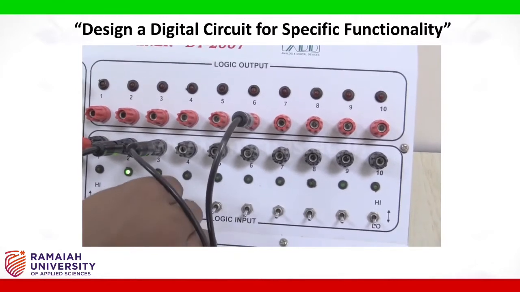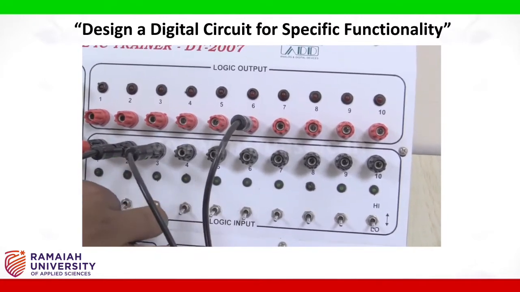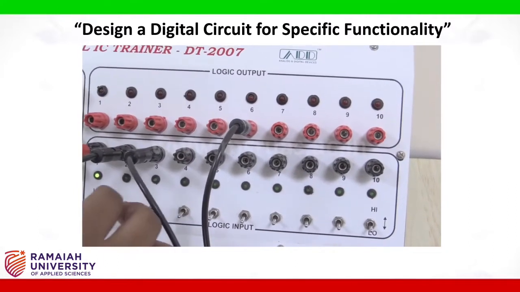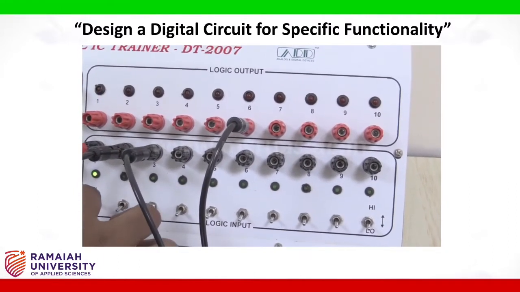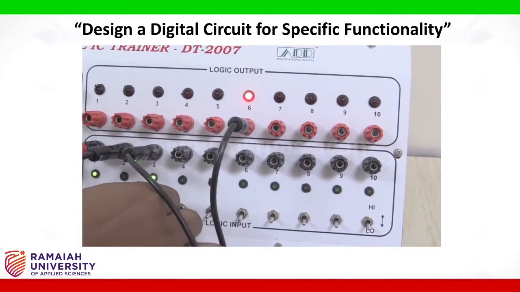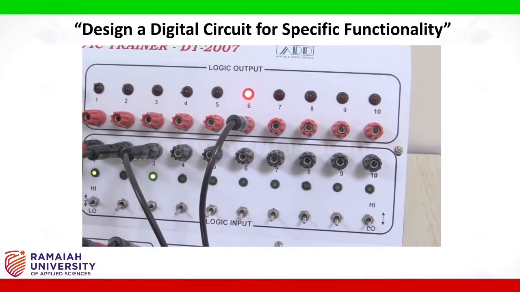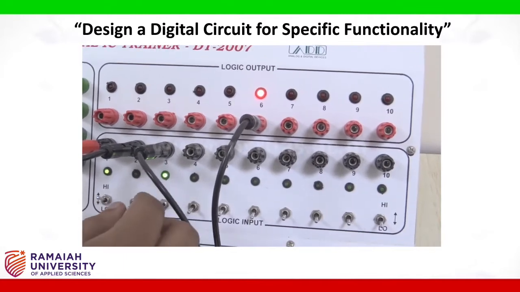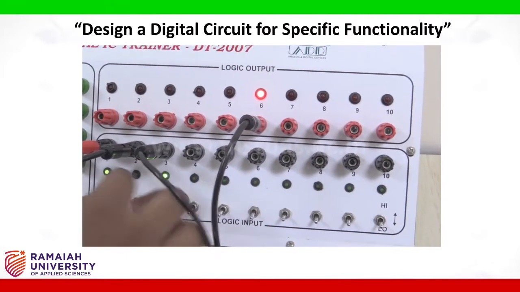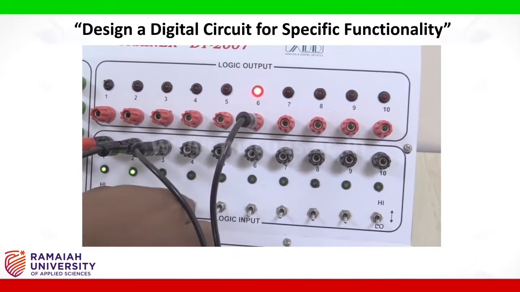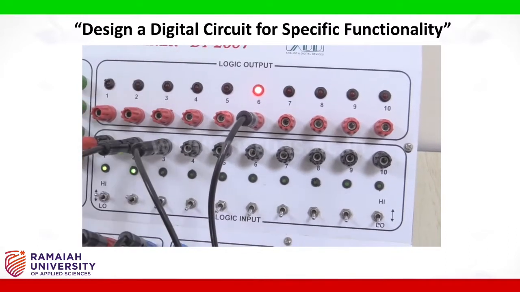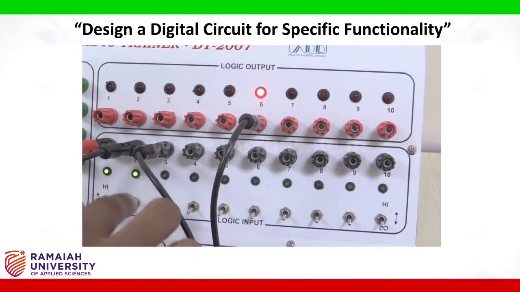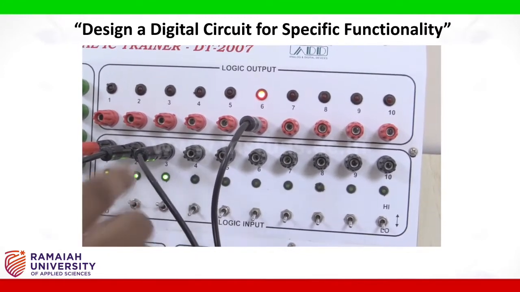Next I will make input as 1 0 0, for that output is 0, and next combination is input is 1 0 1, for that the output is 1. So that means it is true according to the truth table, and we will go for the next combination, that is 1 1 0, for that also output is 1, and we will go to the last combination, that is 1 1 1. So the output is high.